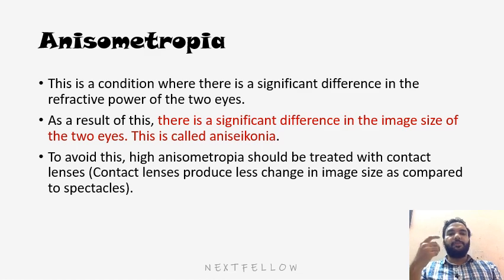Contact lenses produce less change in image size as compared to spectacle lenses. Basically, what happens is, if I have a right eye of minus 7 power and a left eye of minus 1, and I wear specs, in this case a diverging lens, that is a concave lens, which is minus power. So minus 7 I am wearing on the right eye, and minus 1 on the left eye. More than that, the size of the image will also be altered with these kinds of lenses. Because of this, there will be a big image in one eye and a small image in the other eye. That goes to the cortex and will cause confusion. That is what is called aniseikonia.